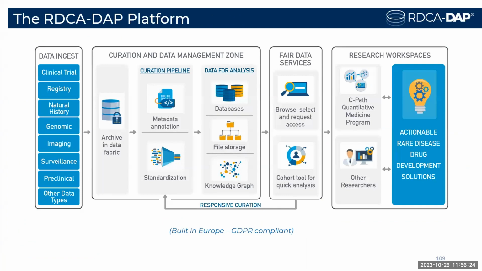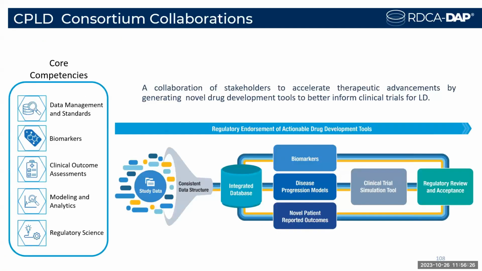Okay. As CPATH, we have a group of core competencies that really haven't been spoken to as much: of course the biomarkers, our clinical outcome assessments, looking at modeling and simulation, and regulatory science support. What feeds these areas is data. And so obviously you've heard about RDCA DAP, which was generously supported by FDA, and it will be the repository for the rare disease data that's being discussed for this project.